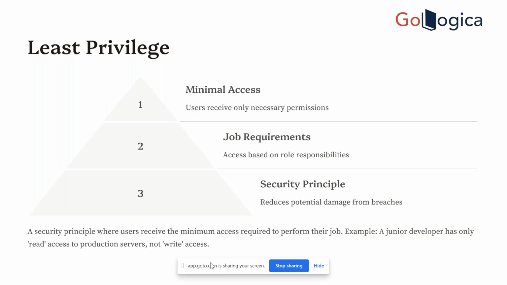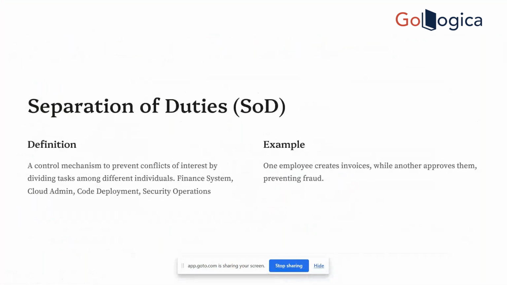Okay, I hope everything is fine so far, correct? Now the fifth and sixth terminology is separation of duties. In IAM we call it SOD. SOD means separation of duties. As its name suggests, we are bound with certain duties, but we can figure out which person is going to do what kind of activity. SOD is a control mechanism to prevent conflict of interest by dividing tasks among different individuals.